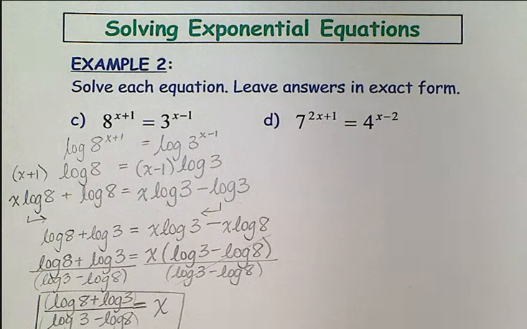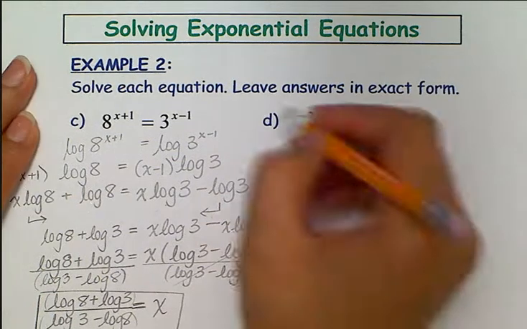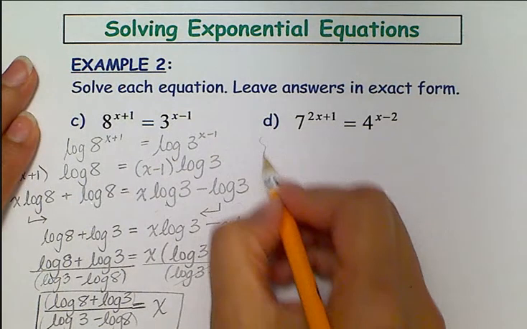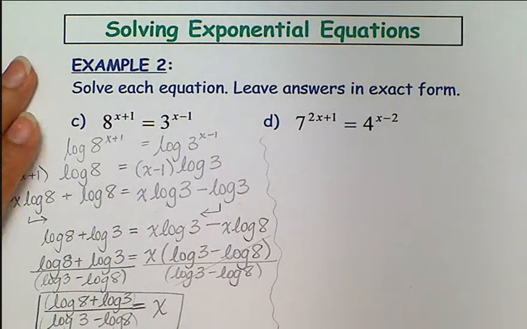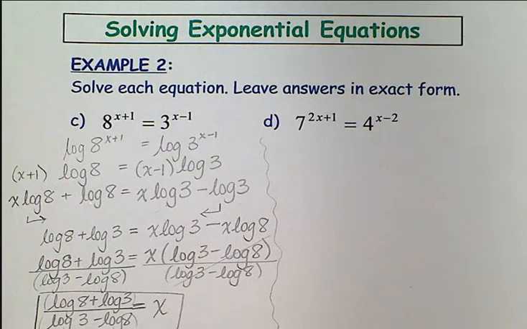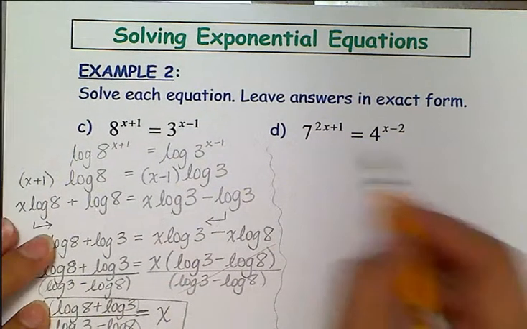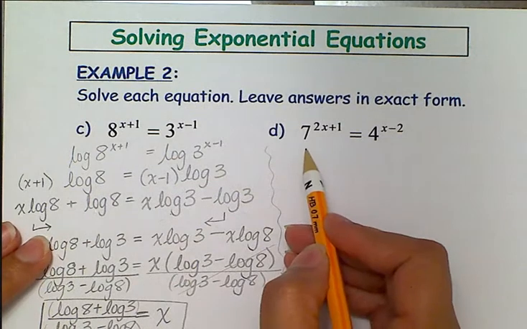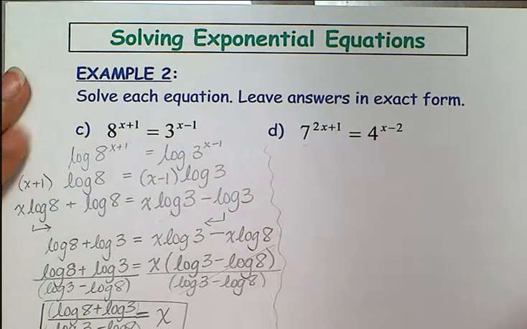Okay, the last example for question number 2 looks at another exponential equation, and it's very similar to the previous question that we looked at. Again, I have one term on the left-hand side and one term on the right-hand side. And again, I can't change the base of 7 easily to make it a base of 4. And so I'll find the logarithm of both sides.